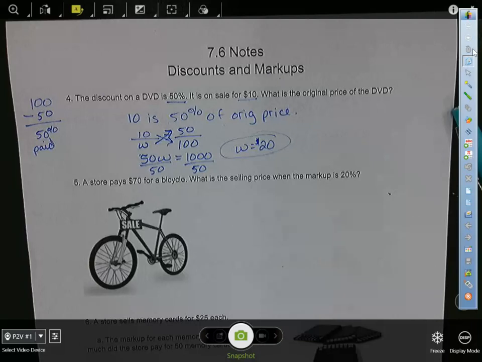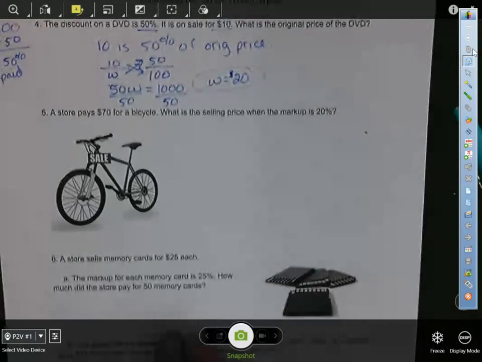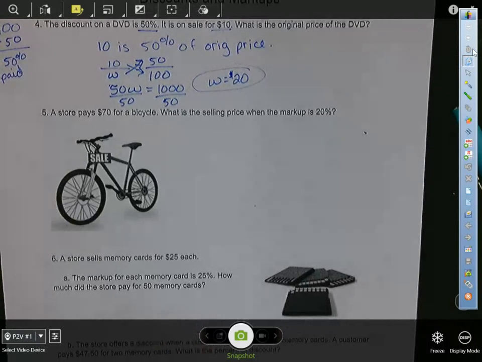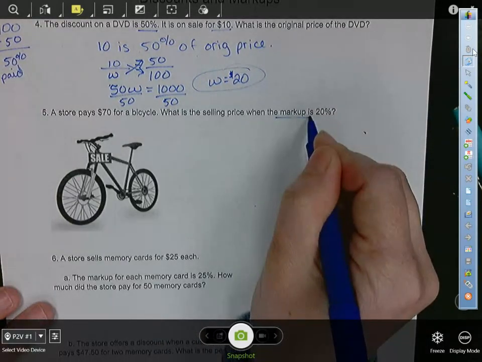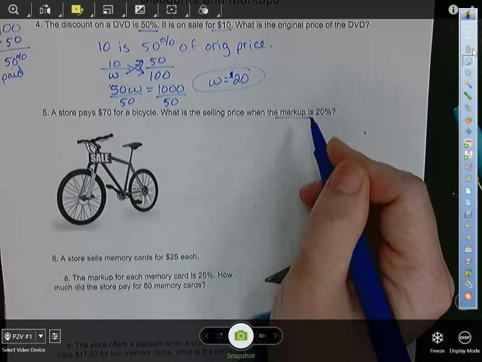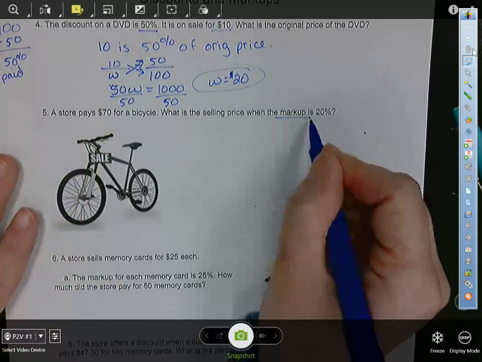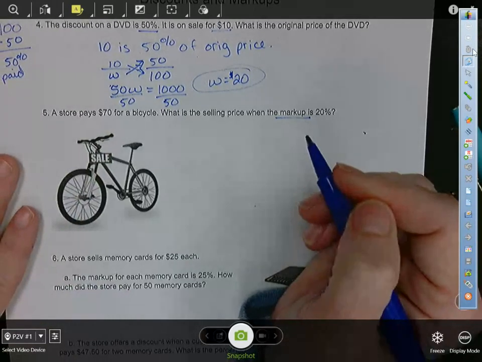All right, another example. A store pays $70 for a bicycle. What is the selling price when the markup is 20%? Okay, so first we need to find the markup. Now a markup is going to add to your total because they're going to want to make a profit. So they're going to add however much the markup is. So first we need to find the markup.